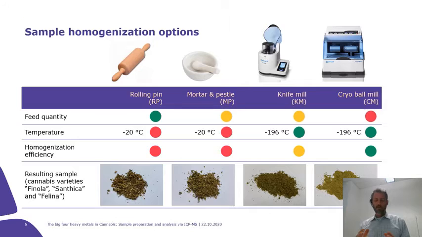In that case, the sample is put into a Ziploc bag, stored in a freezer at -20 degrees C, and then you can crush the sample quite easily. Another option that many of you will know is the so-called mortar and pestle approach, where you apply a mortar and pestle to chop the sample, and more elaborate systems are knife mills or cryo ball mills, shown on the right hand of the image.